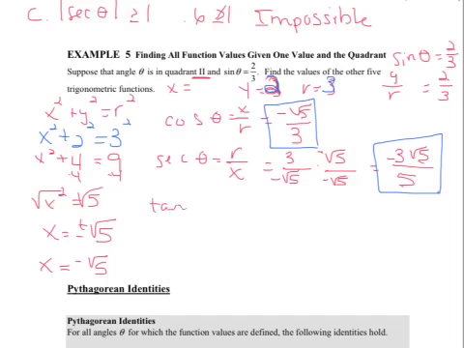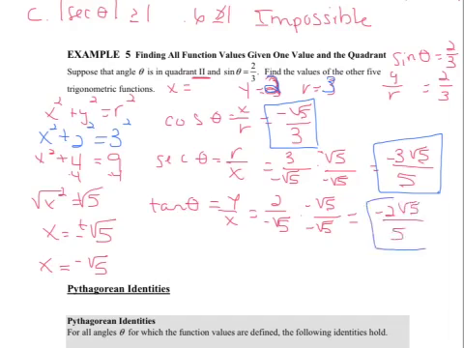My tangent of theta is y over x. My y value is 2. My x value is negative square root of 5. We have to rationalize our denominator. So we're going to multiply both our numerator and our denominator by the square root of 5. So my numerator is negative 2 square root of 5 over 5. So tangent of theta is negative 2 square root of 5 over 5.